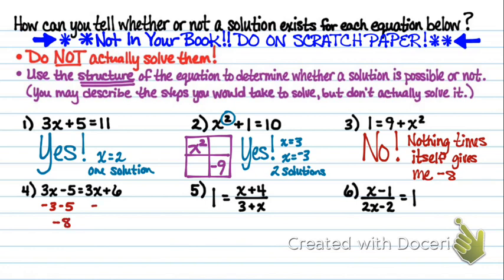If I put a negative 1 in over here, I get negative 3 plus 6, which would give me a positive 3. Not equal.